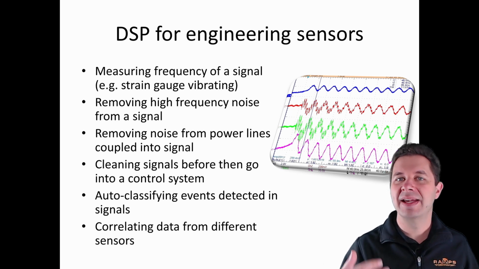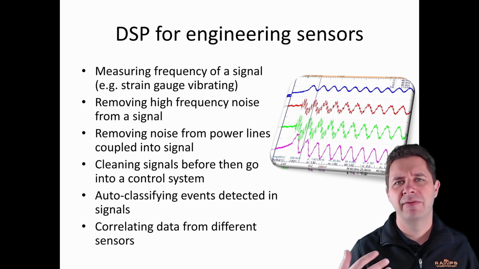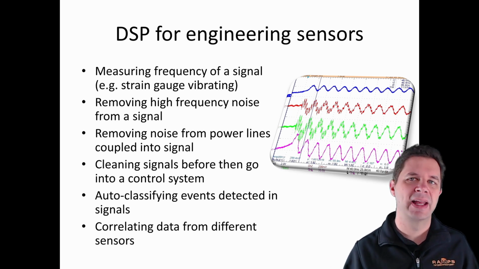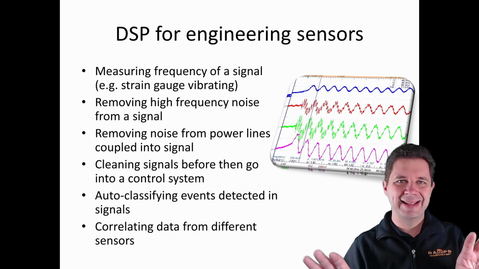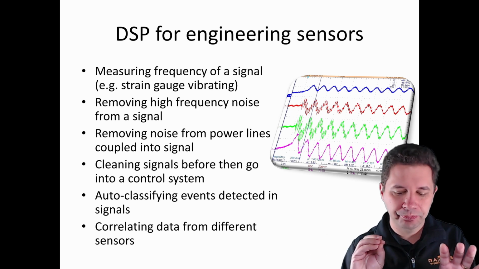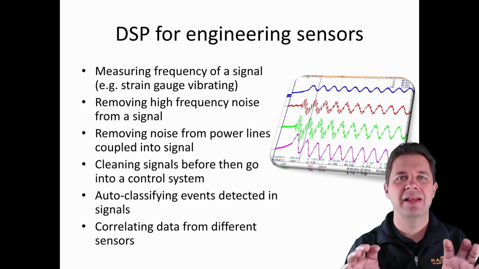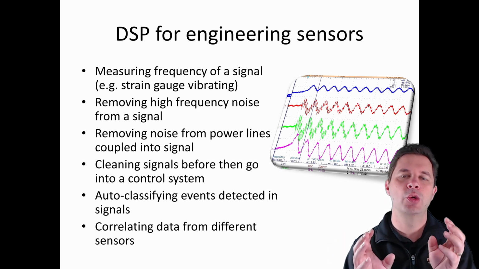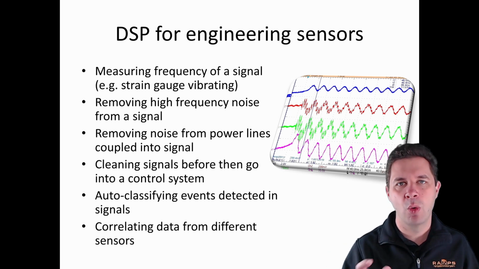We might have some noise, for example, from power lines that has been coupled in, and we want to remove that 50 hertz or 60 hertz hum, depending on what country we live in. Or we might want to do some auto classification of signals or correlating data between different signals. Sometimes some sensors work well for certain applications, but not so well for others. And so we can do something that we call sensor fusion, where we combine the best of different elements of sensors together to give us a more complete picture.